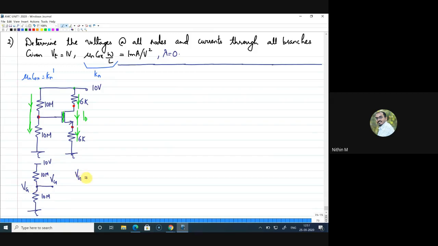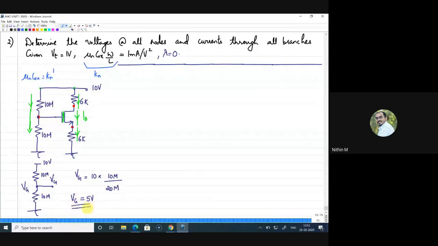Gate voltage Vg can be written as, this is a simple resistive voltage divider. The total voltage is 10, multiplied by the resistance of this branch, 10 mega, divided by the total resistance, 20 mega. That will give you Vg as 5.